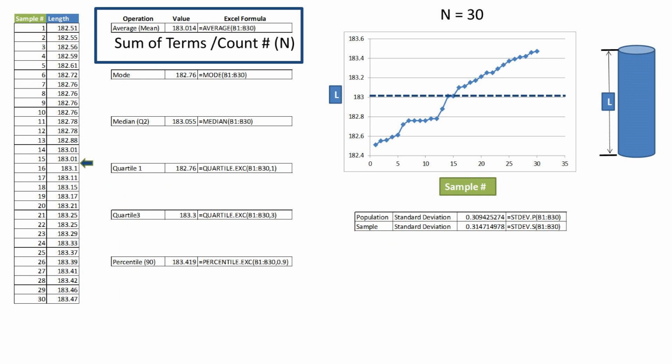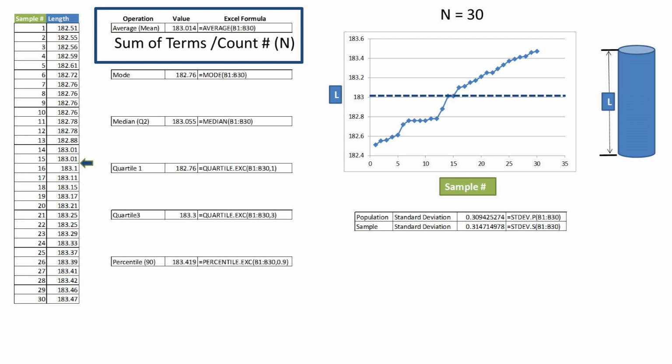So now, let's go over how to find the average. The formula for the average is the sum of all the terms, which in this case is the sum of all the lengths divided by the count, which is the population or sample size of 30 in this case. The Excel formula is equals average the range of cells in your data. We get an average amount for this data of 183.014. This is the typical value for the data.